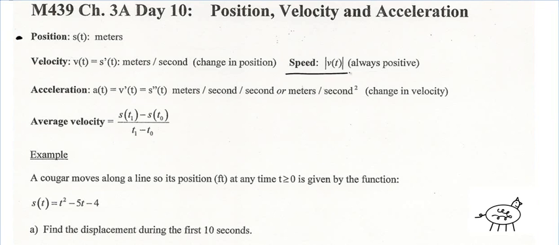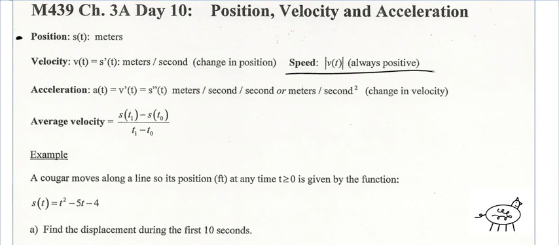Speed, math fans, is almost the same thing as velocity, except it's the absolute value of velocity. In other words, if you're in a car going forward, your velocity is positive and your speed is positive. If I put it in reverse and go backwards, my velocity is negative, so I'm going negative 5 miles per hour, but my speed is still positive. I'm still going 5 miles per hour, just in a backwards direction. So speed is always positive.